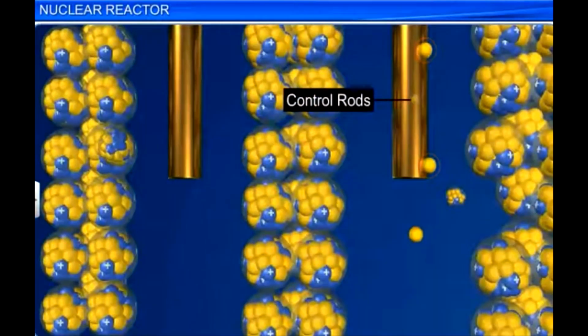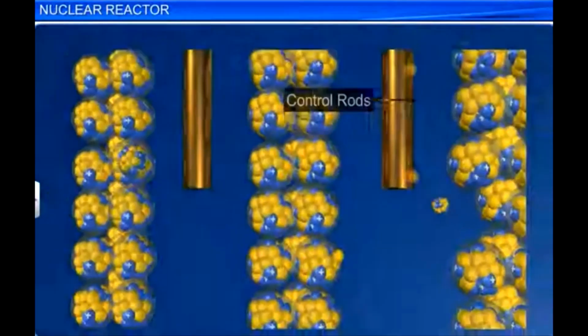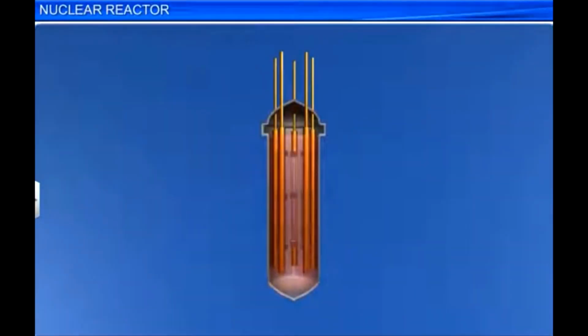Control rods are used to control the rate of the fission reaction. Control rods are made of materials like cadmium. Cadmium is a very good neutron absorber, and it can be inserted into the moderator at a certain depth. Thus, the fission reaction can be sustained at a constant rate.